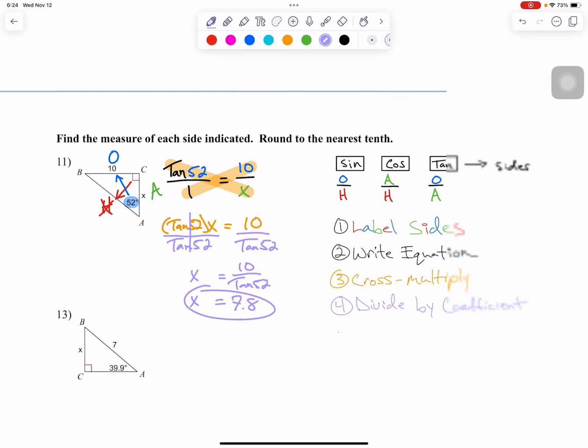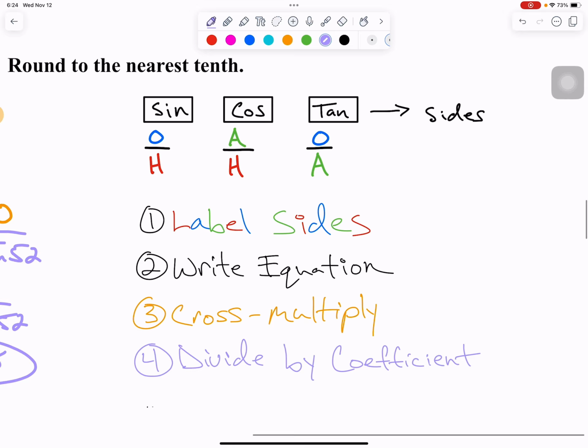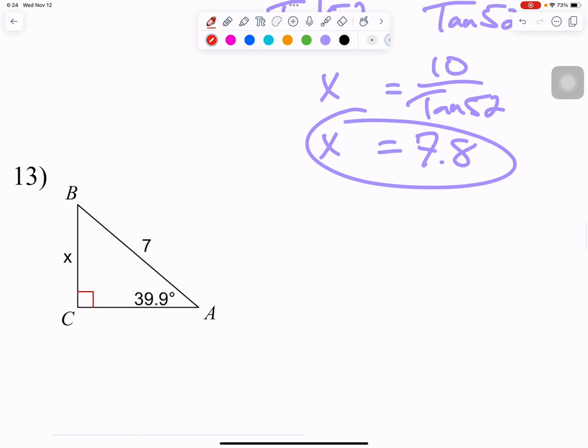7.8. Circle your answer. Again, there's the steps for you when you're working on sides in case you didn't get the shot. We'll go to the next one. We had to go all 4 steps there. And we are looking again to label our sides.